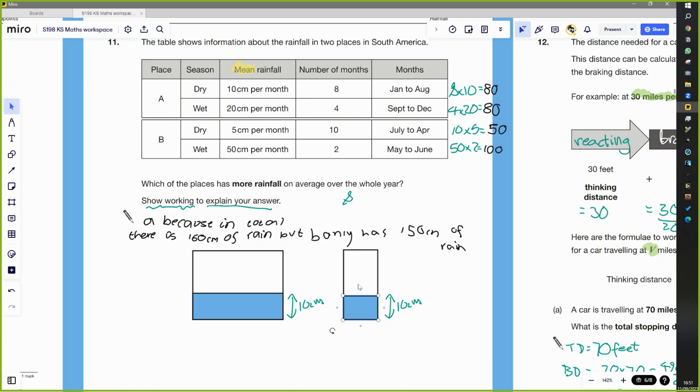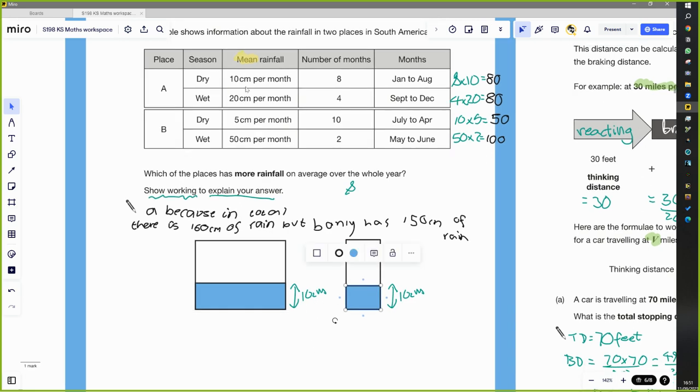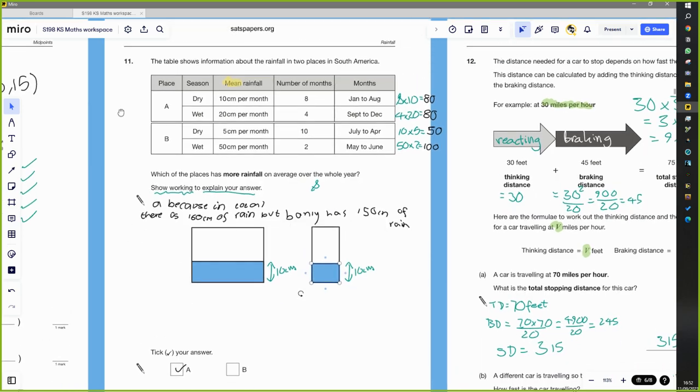So if I've got a different container that's thinner, it is also going to be 10 centimeters high. So that's why we don't measure the volume of rain. We measure the height of the rainfall. Anyway, the point is, in the dry season, it's 10 centimeters over the month. Over the wet season, it's 20 centimeters over the month. And for this one it's 5 and 50. But the length of the dry season and the wet season is different for each place.